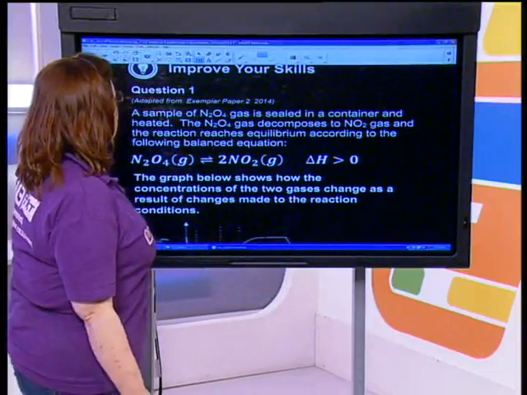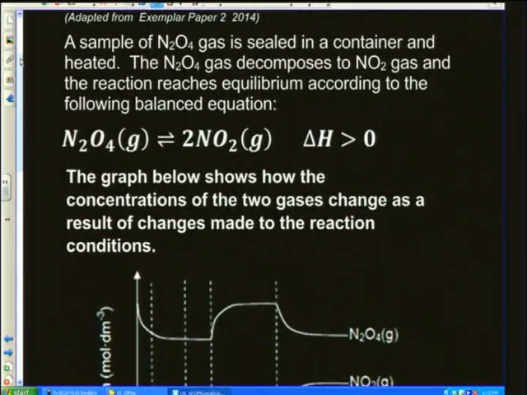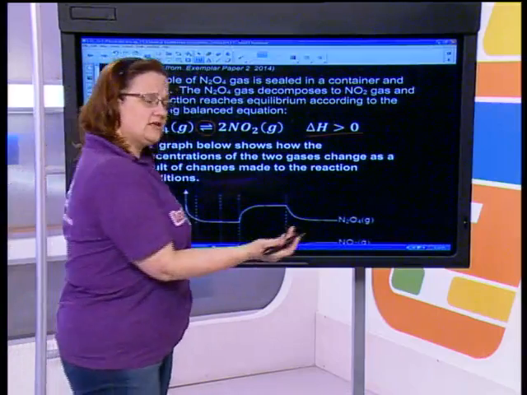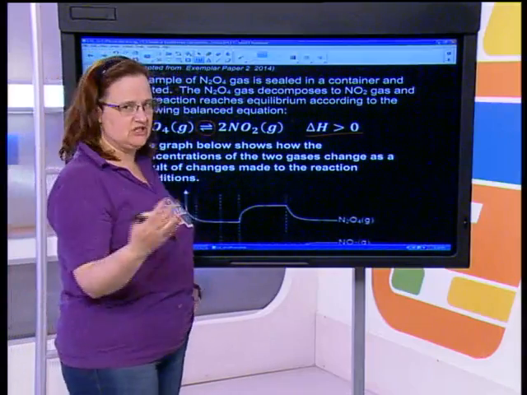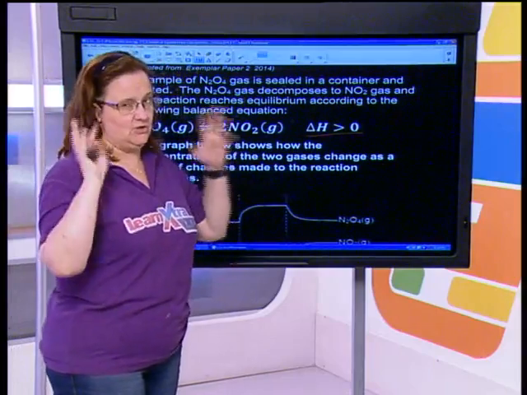So what they tell you is a sample of N2O4 gas is sealed in a container, so we have a closed system, and is heated. The N2O4 gas decomposes to NO2 gas, and the reaction reaches equilibrium according to the balanced equation. So what we have is N2O4 gas. Remember, there's our nice equilibrium sign, meaning forwards and backwards, 2NO2, and delta H is greater than 0. Delta H greater than 0 tells me that the forward reaction is endothermic. That will be important when it comes to looking at conditions and how we can change equilibrium, but we're not going to do that today.